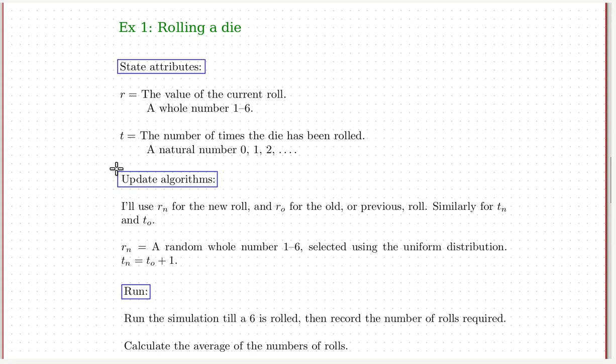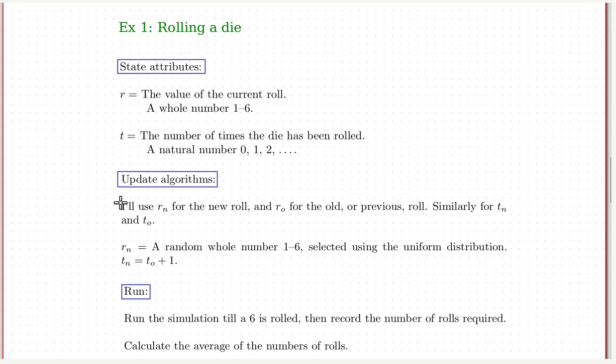Then we have to have algorithms or procedures or functions for updating the state to the successor state, the state at the new time step. By the way, I'll use a shorthand notation. I'll use R_n for the new value of R and R_o for the old value of R, in other words the value from the previous time step, in this case from the previous roll. R_n will be the value for the new roll. And similarly for all the variables, so in this case T_n will be the new value of time at the new time step, and T_o is the value of time at the old time step.